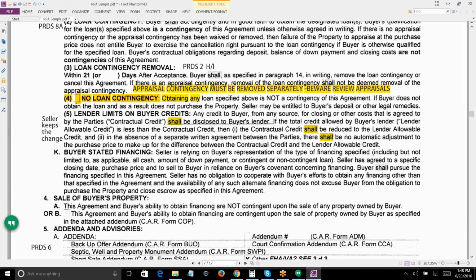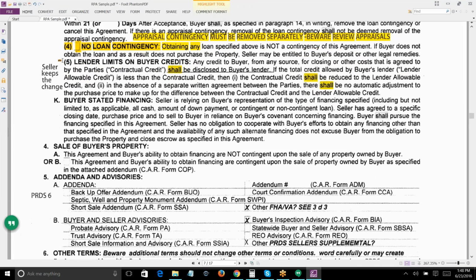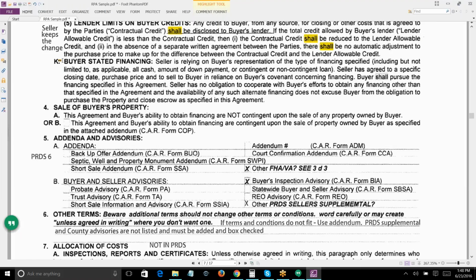And if they can't prove they have any more money, then you have to put down what they're actually getting. So you probably shouldn't be marking a lot of these other things here. Other could be FHA or VA if there's the amendatory clause. Buyer and seller's advisory. The inspection advisory is already checked. We're not going to ignore the thing about PRDS, seller supplemental. We're not going to do that.